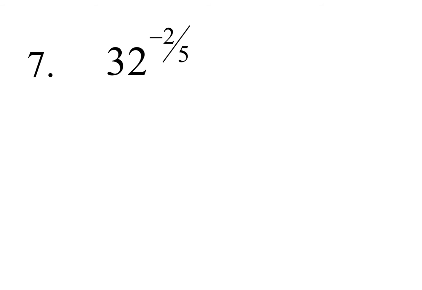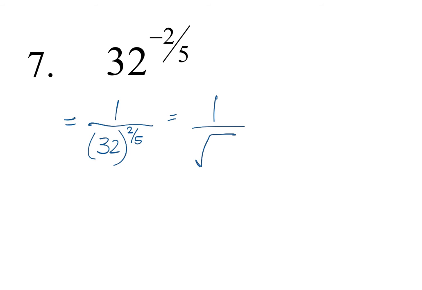So on number 7, we do see a negative again, but it's in a different spot. It's not even with the base at all. It's in the exponent. So what I'm going to do, I'm going to change that to 1 over 32 to the positive 2/5, and it became positive because I moved it into that denominator. So now this is the 5th root of 32 squared, or we could say 1 over the 5th root of 32 and then square it.